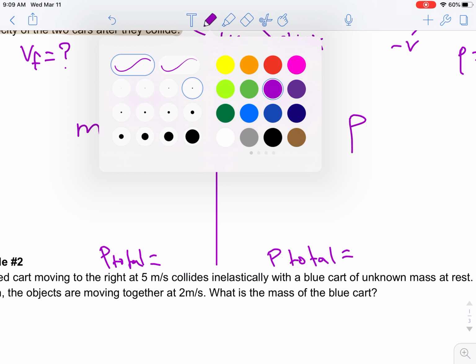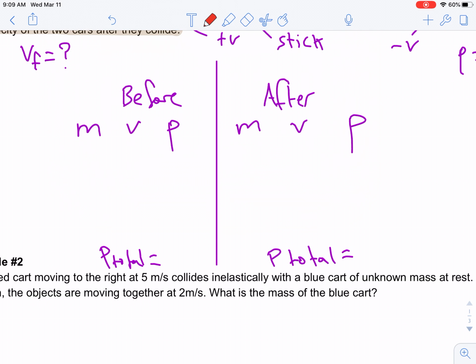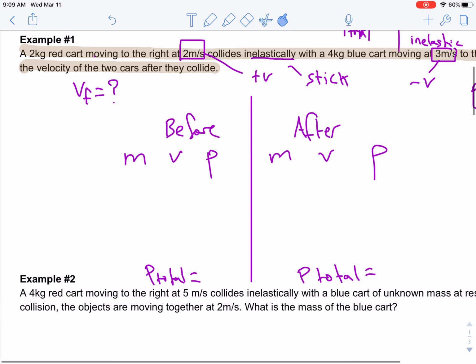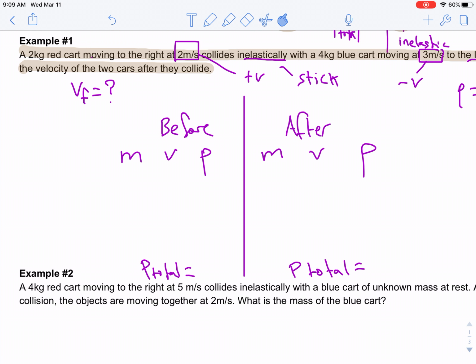That's going to set us up. One more thing you can analyze is to quickly get a picture in your head of what's going on. If the red car has 2 kilograms and it's moving at 2 meters per second, then I already know that it has a momentum of 4 kilogram meters per second. The blue car has 4 times 3, so it has 12. So the blue car has more momentum.